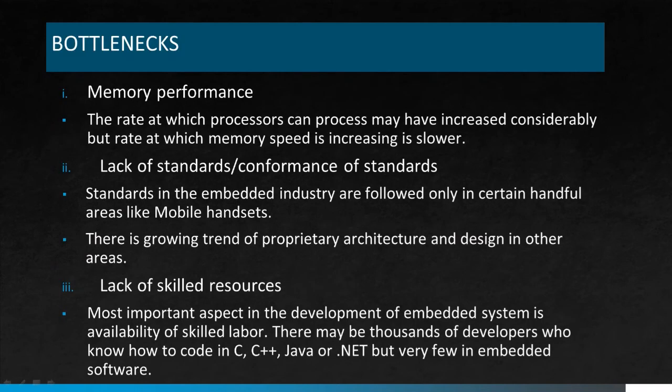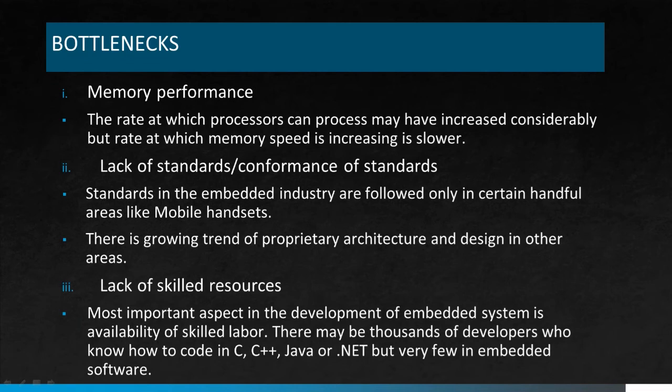The fifth trend is bottlenecks. It is of three types. First one, memory performance. The rate at which processors can process may have increased, but the rate at which memory speed is increasing is slower. Second one, lack of standards or conference of standards.